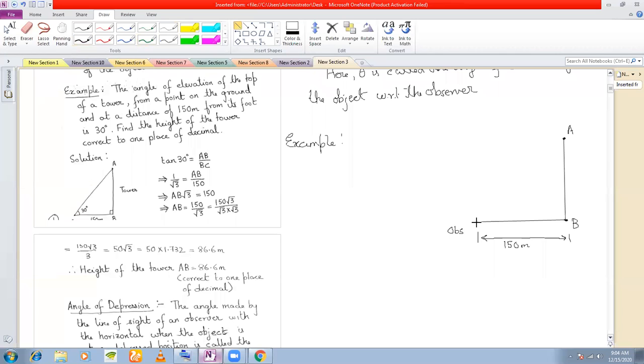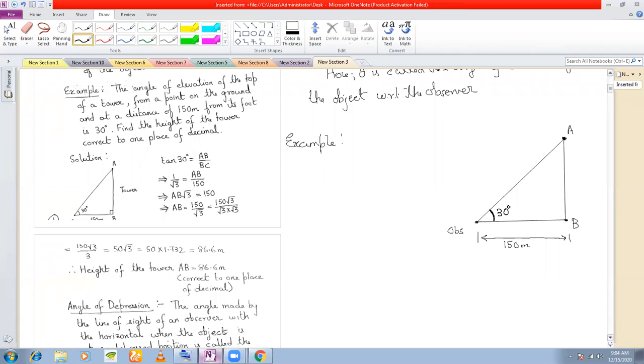Okay, and he's looking at the top of the tower. So which one should be his line of sight? This is his line of sight. It is given here that the angle of elevation of the top of the tower from a point on the ground 150 meters from its foot is 30 degrees. So clearly this angle is 30 degrees because this is your angle of elevation. This observer is looking at the top of the tower at A. Okay, so his line of sight makes 30-degree angle with the horizontal. Therefore, it's called the angle of elevation. So angle of elevation is 30 degrees.